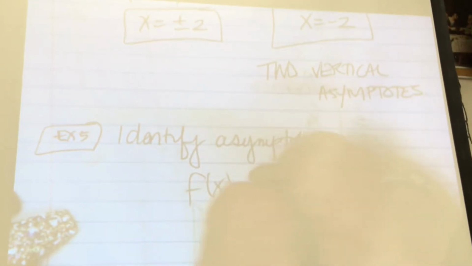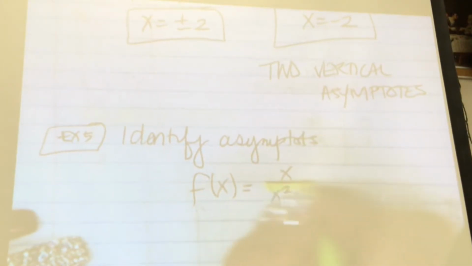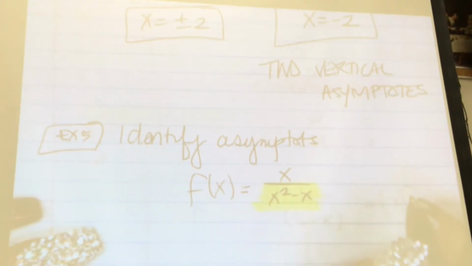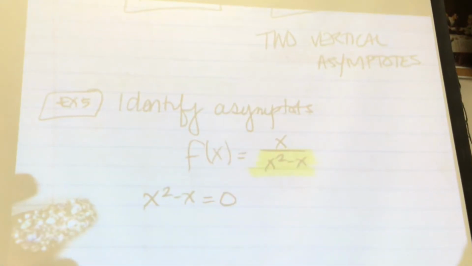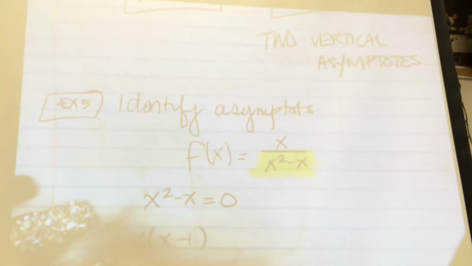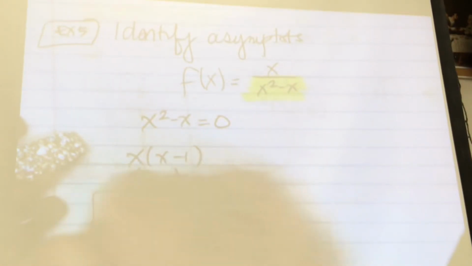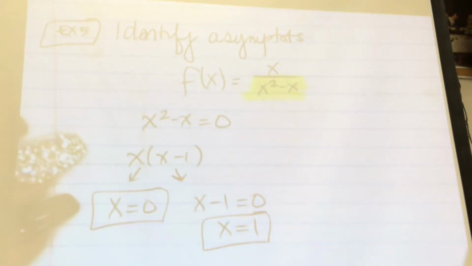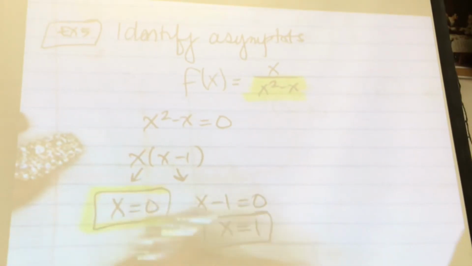Say I have f of x is equal to x over x squared minus x. Again, the only thing I care about for vertical asymptotes is what? Talk to me, please. The only thing I care about for the vertical asymptotes is the denominator. So I'm going to set the denominator equal to 0. Here I'm going to factor out x, and I'm going to get x minus 1. So I have the zero product property, which tells me that x is equal to 0 here. And then x minus 1 is equal to 0, so the other one is x equals 1. So my two vertical asymptotes are 0 and 1.